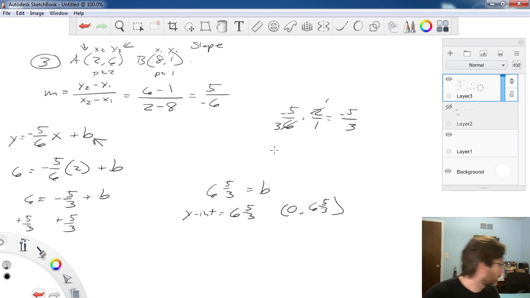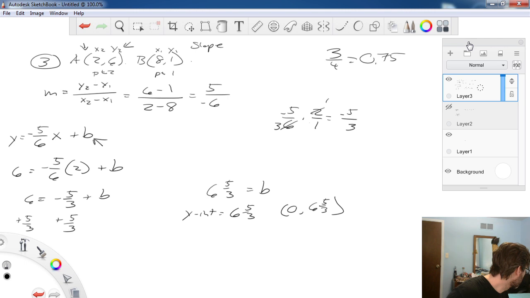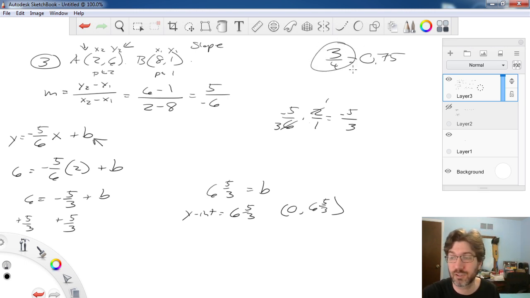Is 0.75. Find the slope of the line. It is 1, 2, 3, 4. Should be 3/4, which is 0.75. So yeah, and that is positive. So yeah, you can leave it as a fraction. Again, fractions are going to be nice with slope because it's rise over run.